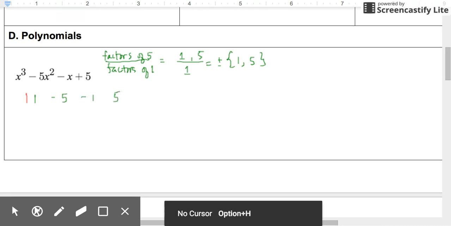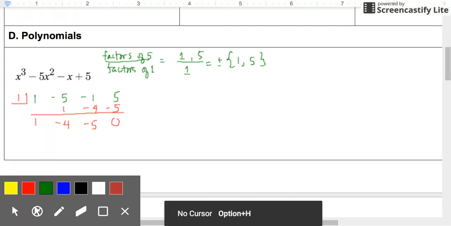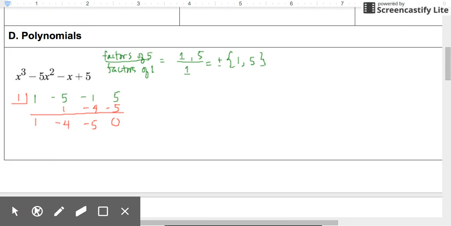And let's try 1. So we'll put here 1, negative 4, negative 5, and therefore we get a 0. So we found one zero already. So this time let's use 5.